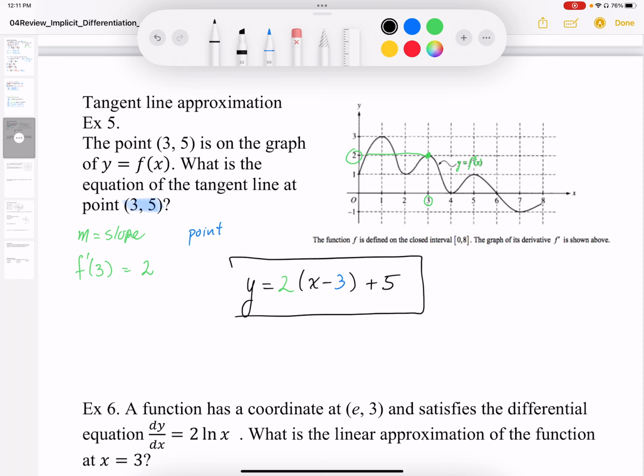I get my slope from my derivative. I need to recognize that the graph given is the derivative graph. And again, I'm going to make sure I highlight that. The graph of the derivative is given. So from that graph, the y coordinate gives me the slope, and I can plug in the x and y coordinates to get the point. So there's my point slope form of that tangent line.